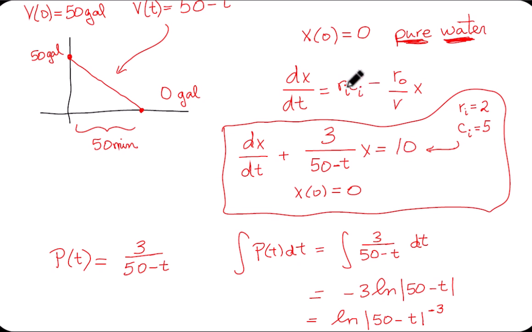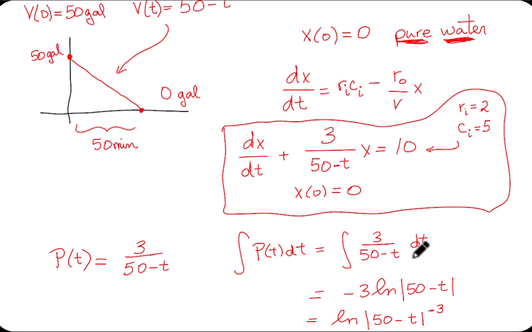The right-hand side is r_i c_i, which was 2 and 5, so 10. And so that sets up our basic differential equation for x of t, which is the amount of salt in the tank, basically from 0 up to 50 minutes. All right, so p of t is here. We need to integrate that.